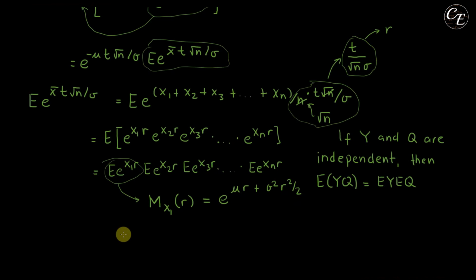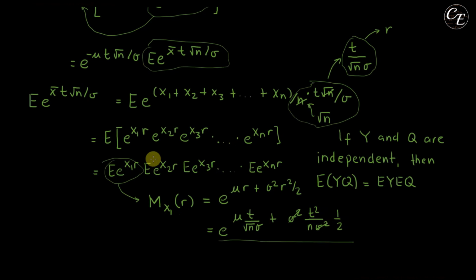So we have here, this is equal to e raised to mu times this t over square root of n times sigma, and then plus, we have here sigma squared, and then square of this, we have t squared over n times sigma squared, and then 1/2. And then we can cancel out this sigma squared and sigma squared. So we're left with this.